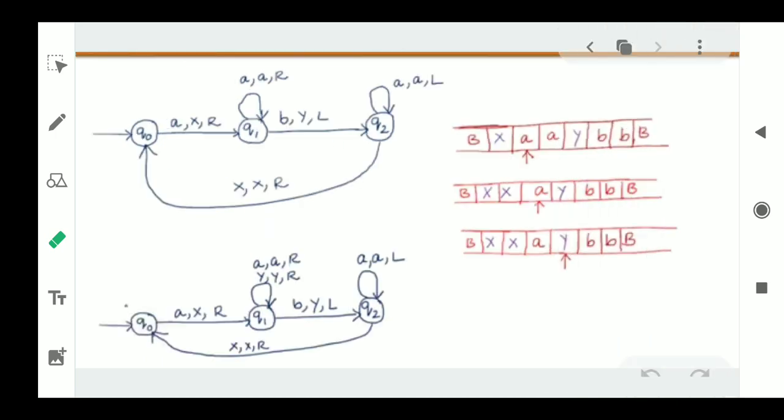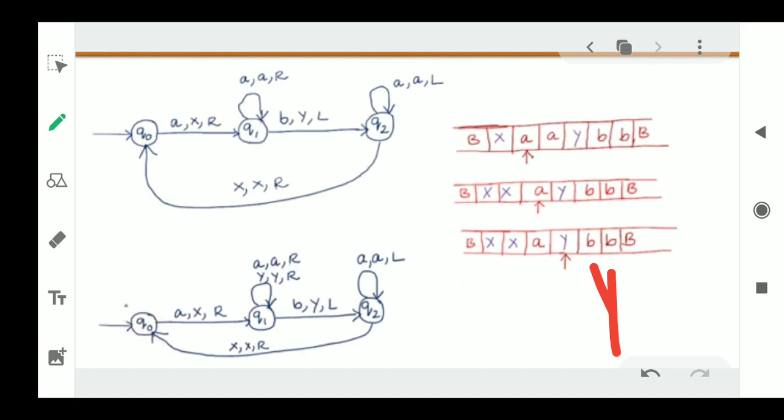See here, we have replaced this small a with a capital X. After that, again we move in the right direction. We will not replace it with any other symbol. We will continuously keep on moving to find one more small b. If you find one more small b, please replace that with capital Y.